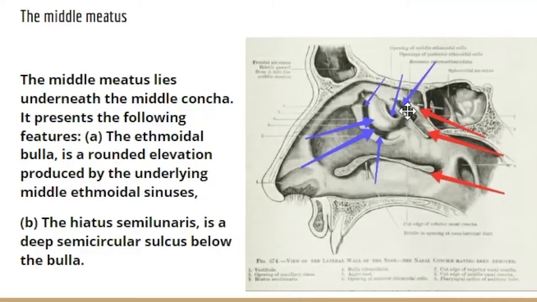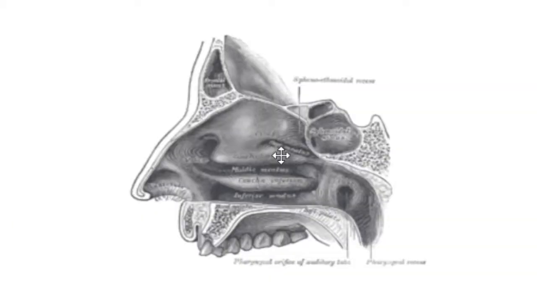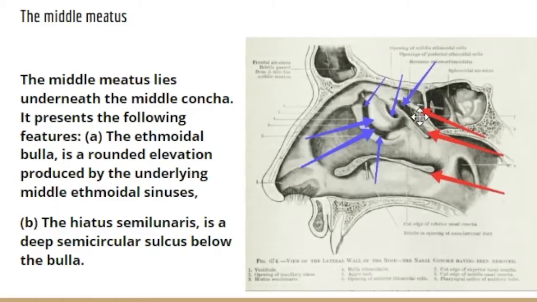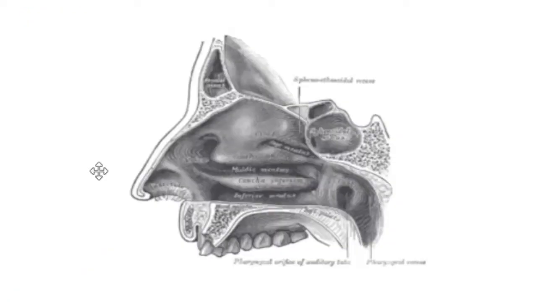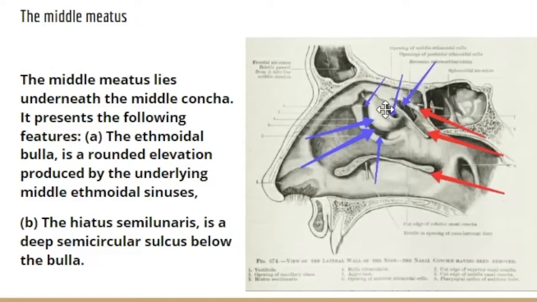Now coming to the more complex middle meatus, we have a lot of structures here. If I were to cut the middle meatus and view it, here you can see the cut middle meatus. Just inferior to the attachment of the middle concha and just anterior to the midpoint, we see a dome-shaped elevation in the lateral wall, and this is called the ethmoidal bulla.